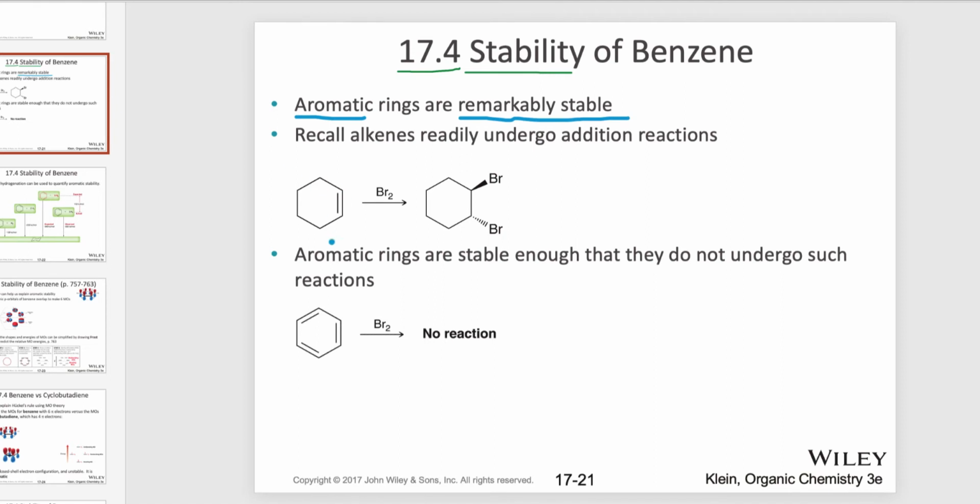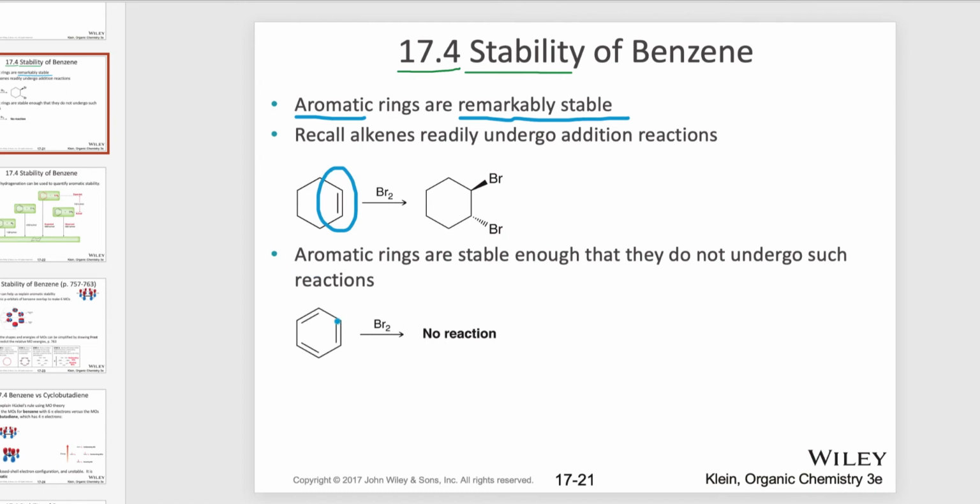If we draw parallels to everything you learned in the alkenes chapter, especially electrophilic addition reactions, here is a cyclohexene and a reaction with Br2, and it would go via a bromonium ion intermediate. Remember that 3-member cyclic component, and then you would get trans dibromide plus the enantiomer.